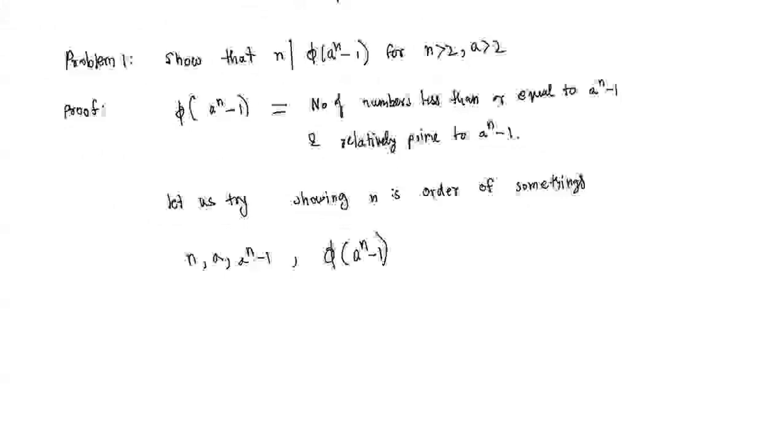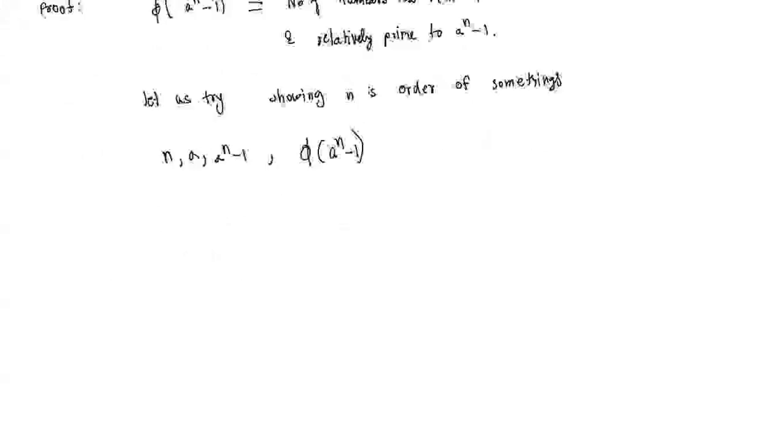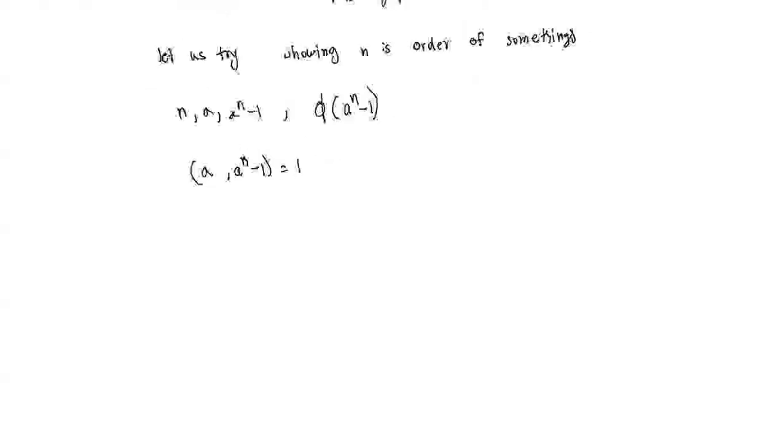Well, so let's see. We want N to be the order of a mod a^n minus 1. Firstly, you should note that a and a^n minus 1 have GCD 1. Obviously, that is true.